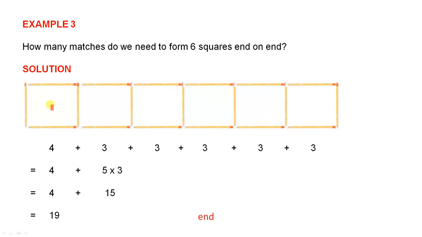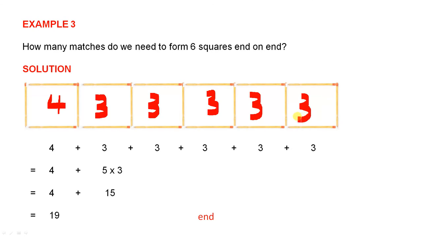So if we take the first square here, we can see that there are 4 matches. See? For the second square, we have 1, 2, 3. We don't count this match because that's been included in that square. So that has 3. That has an extra 3. This has an extra 3, because remember there are common matches. That has an extra 3 matches, and that has an extra 3.